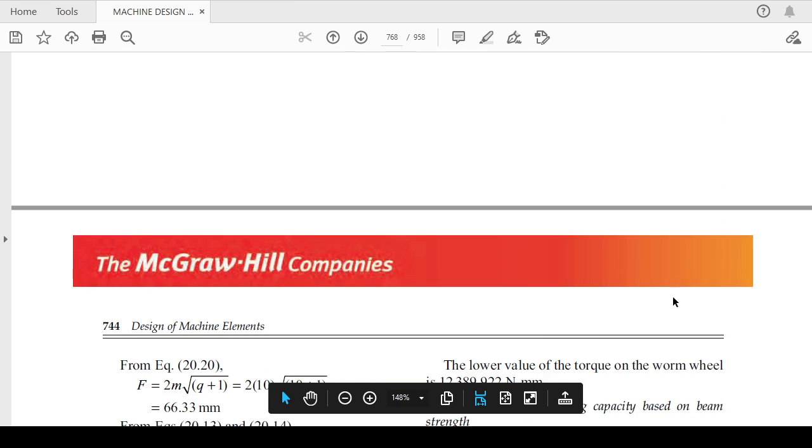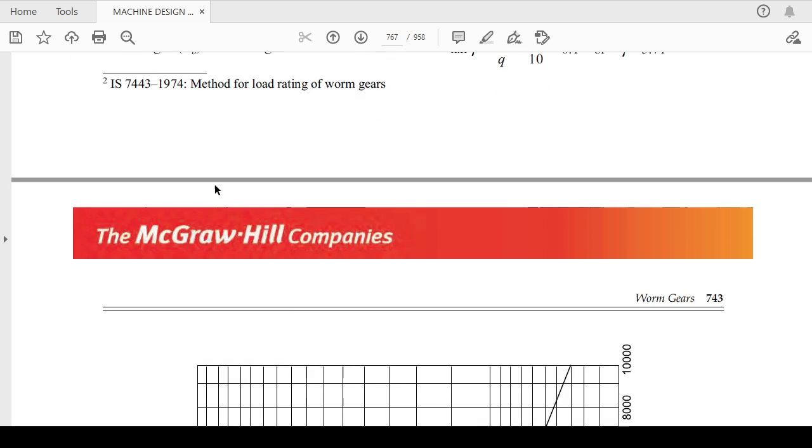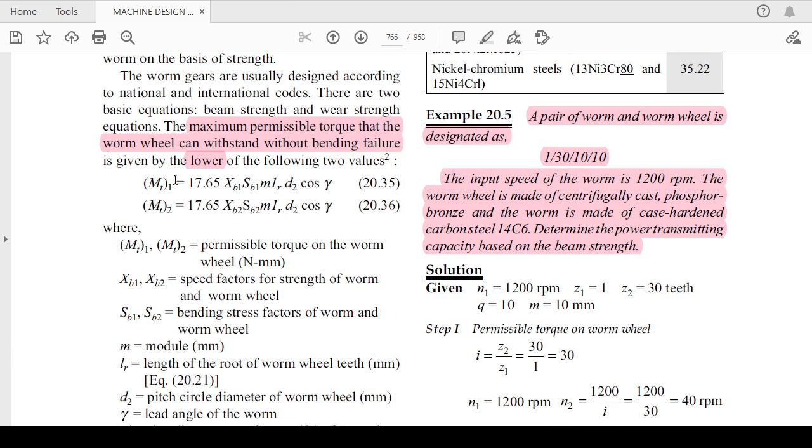Now you have to calculate the values of the different data we discussed in the formulas, the torques MT1 and MT2. On the basis of that, there are various factors: XB1, which is your speed factor, SB1, which is your bending stress factor, and LR, which is the length of the root. D2 is the pitch circle diameter, and the lead angle we have already calculated. Now you have to calculate the value of XB1, and before that LR and SB1.